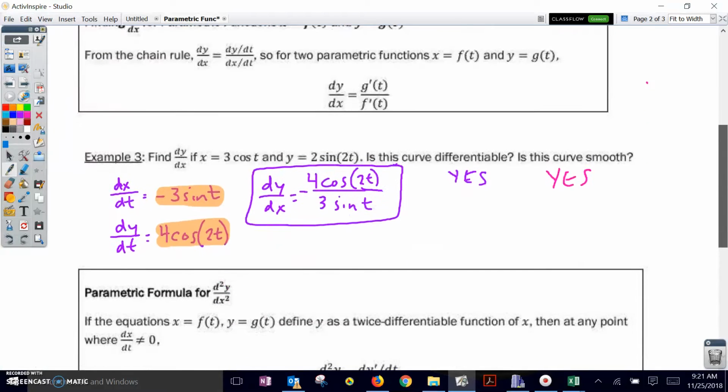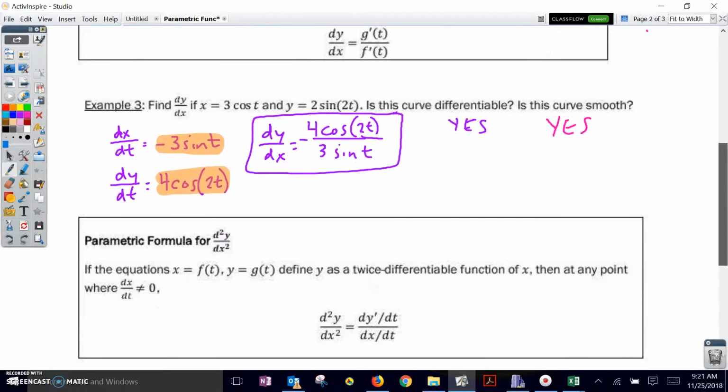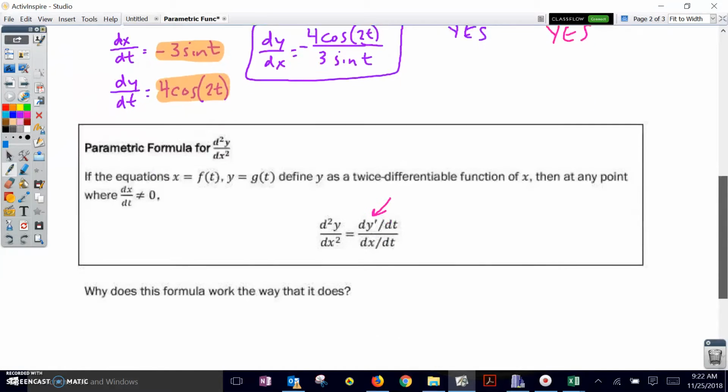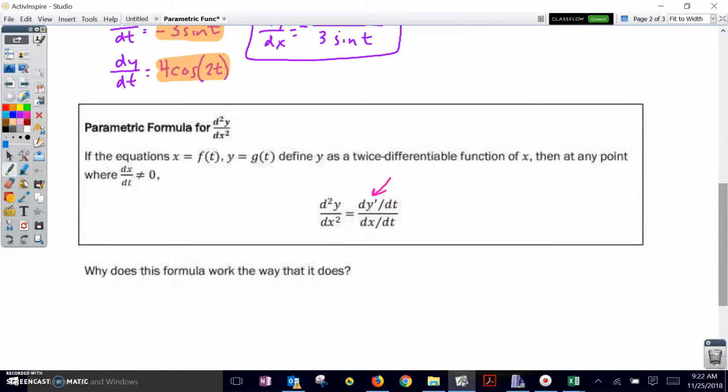Below we see a parametric formula for the second derivative. To get the second derivative, d squared y dx squared, we're going to take the derivative of dy dx with respect to t, and then divide that by dx dt. Why does that work the way that it does?